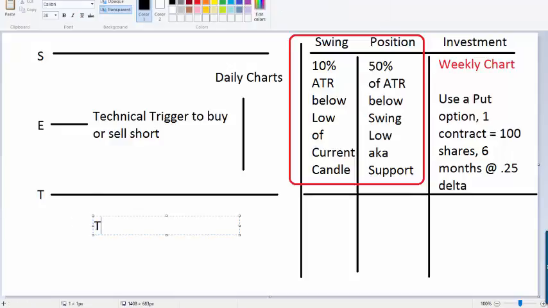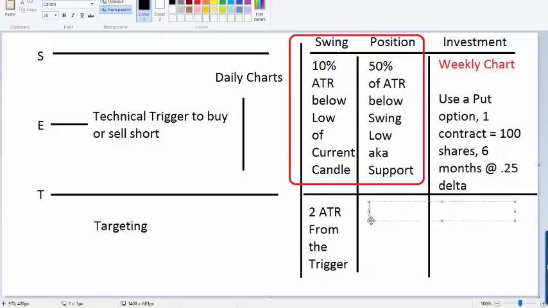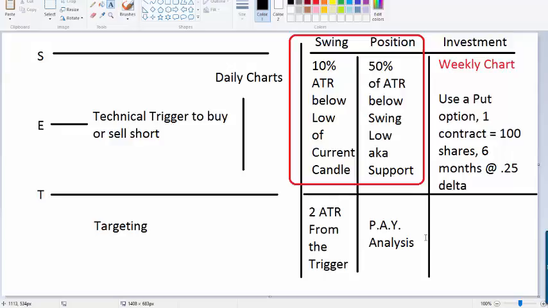Now, targeting. Okay, this is targeting down here. As a swing trader, you have many choices. I'm going to give you a simple one. Okay, if you're going to go below the low of the candle, let's set a target at 2 ATR from the trigger. As a position trader, I want you to do a pay analysis that shows you where to set your target based off of previous potential average yield analysis. It's a concept that we'll cover here in a minute.